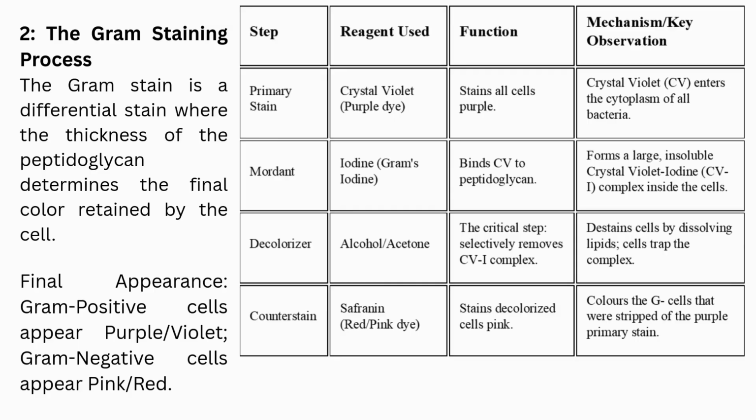3. Decolorizer: alcohol or acetone. This is the critical step, which selectively removes the crystal violet-iodine complex. Gram-positive cells trap the complex. Gram-negative cells lose the complex. 4. Counterstain: safranin, a red or pink dye, stains decolorized cells pink. It colors the gram-negative cells that were stripped of the purple stain. Gram-positive cells retain the primary stain, appearing purple or violet. Gram-negative cells lose the primary stain and take the counterstain, appearing pink or red.